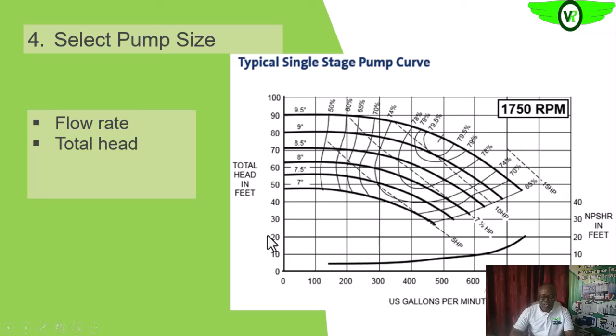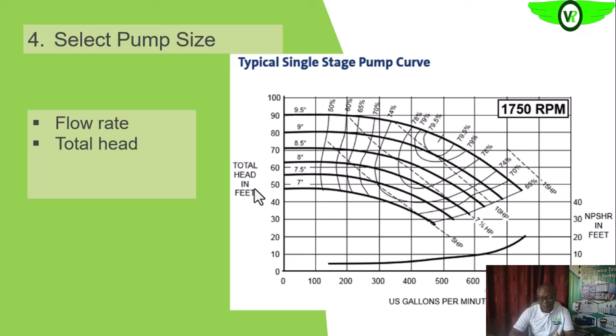You see, this is a plot of the total head against the flow rate. Are we getting it? So we have the efficiencies here too. We'll come to that. Here we have the net positive suction head required.